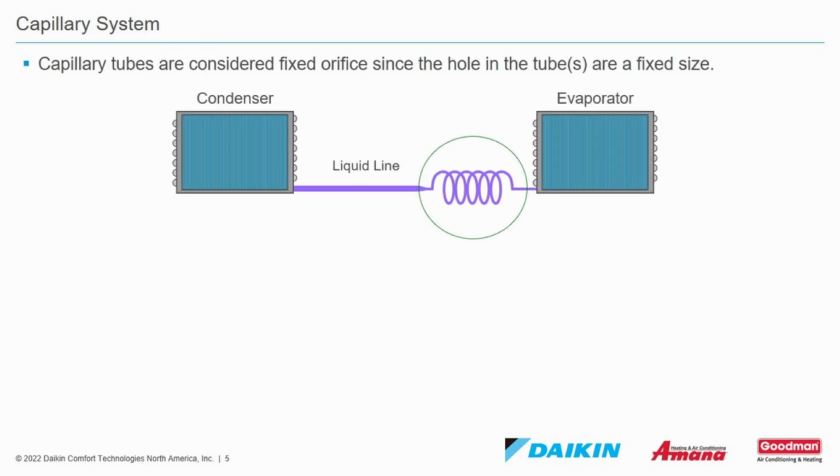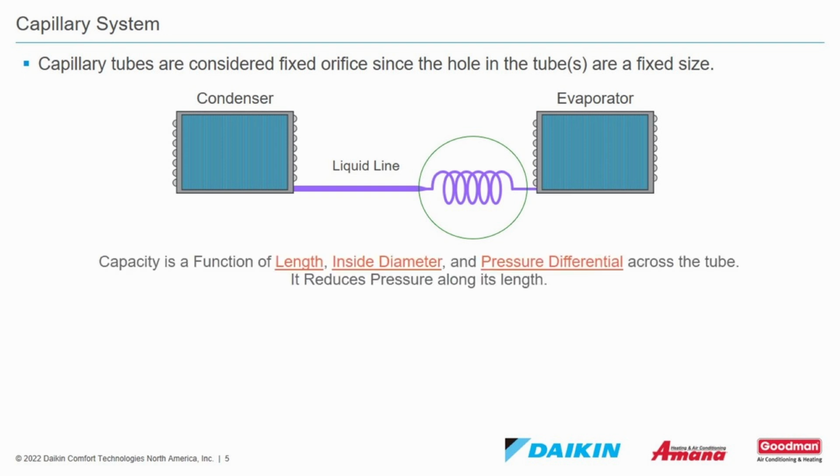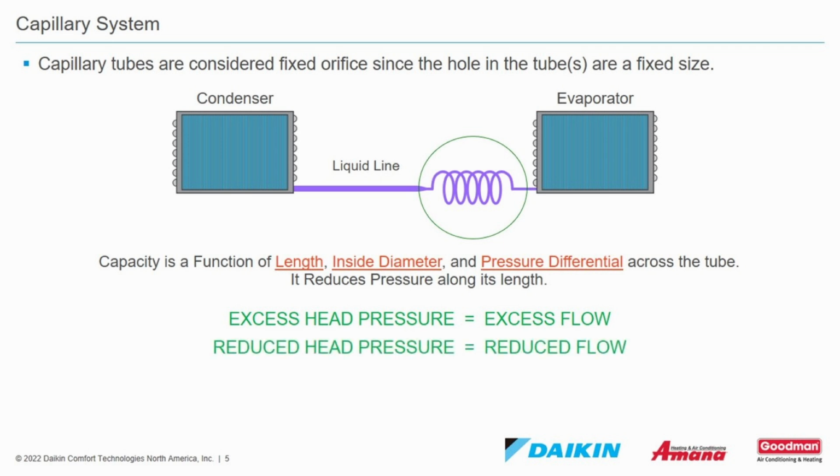Capillary tubes are considered a fixed orifice since the hole in the tube or tubes is a fixed size. Capacity is a function of length, inside diameter, and pressure differential across the tube. It reduces pressure along its length. Excess head pressure equals excess flow. Reduced head pressure equals reduced flow. Good light commercial control. Correct refrigerant charge is critical.